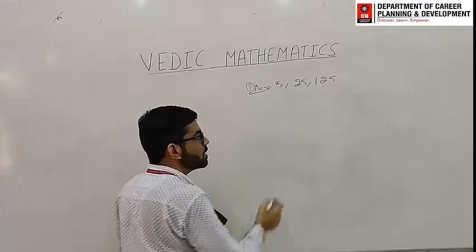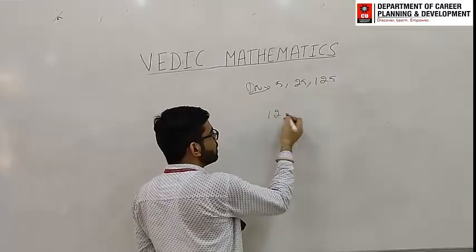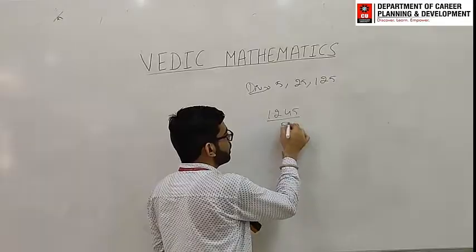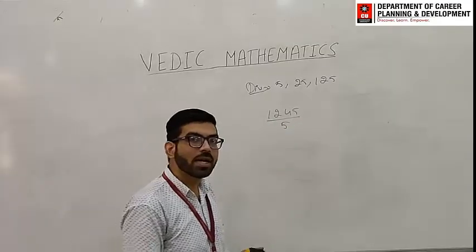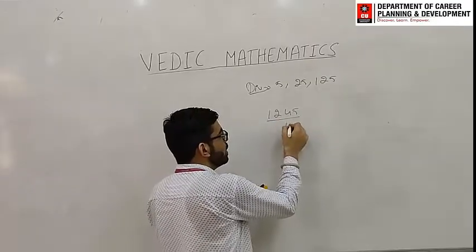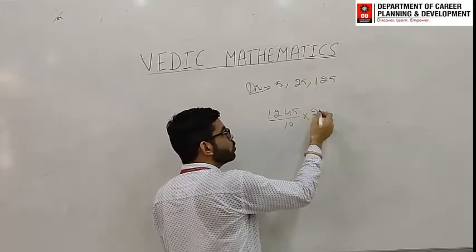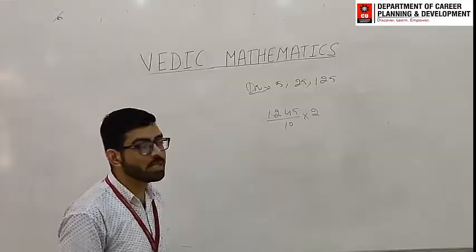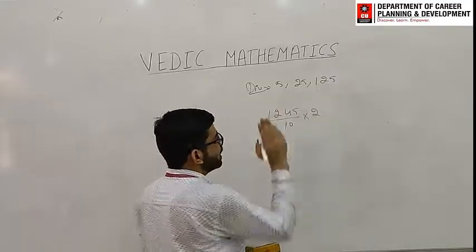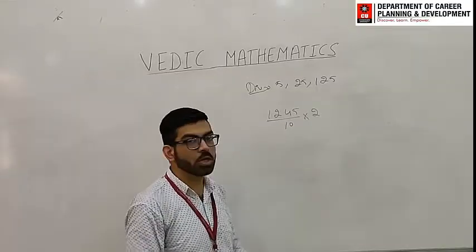So in case of division, suppose the number 1245 divided by 5, what will be the answer? So now again, you can write 5 as 10 divided by 2, that means 2 goes up here. So it is better to multiply this number by 2 instead of dividing that number by 5, and shift one decimal because 10 is in the bottom.